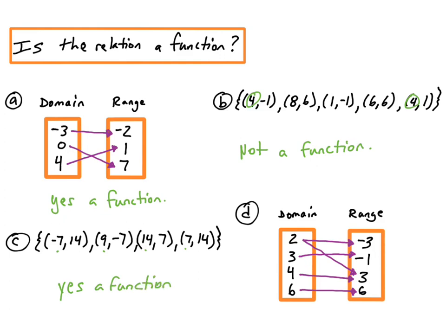And then question D, as we look at the domains, our inputs, we notice that there are two lines coming off of the input of 2. 2 is going to -3 and 3. Since that input does not go to exactly one output, it goes to 2, this is not a function.